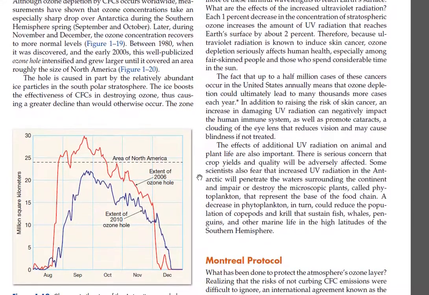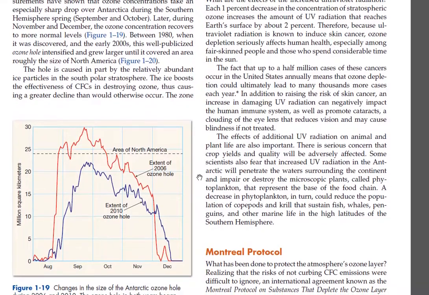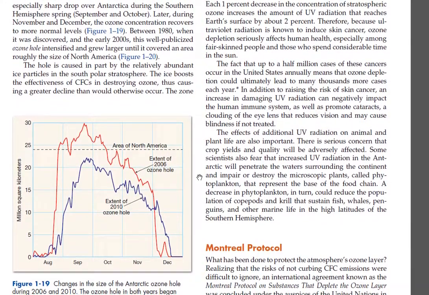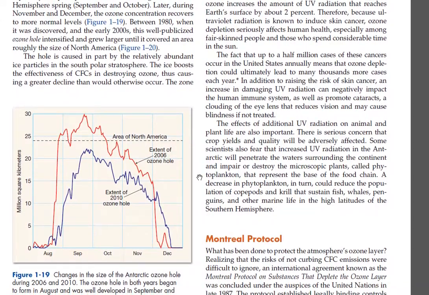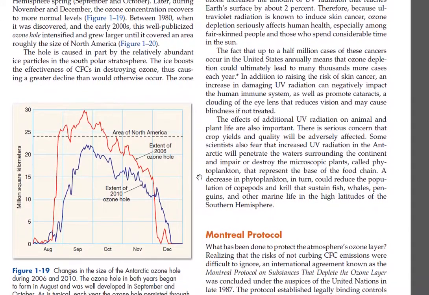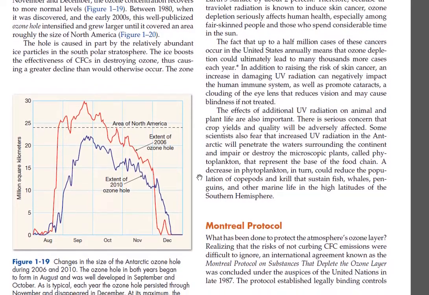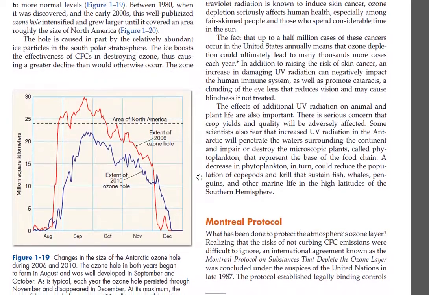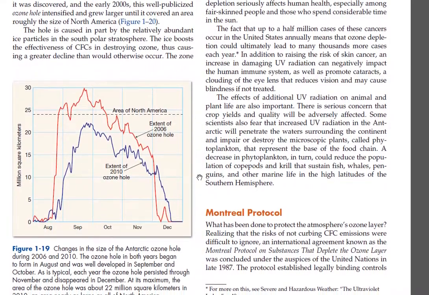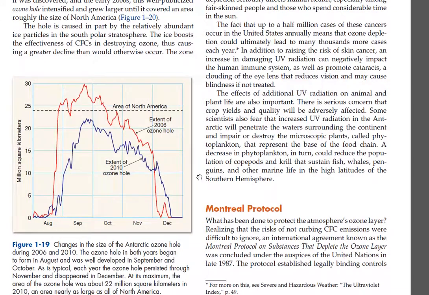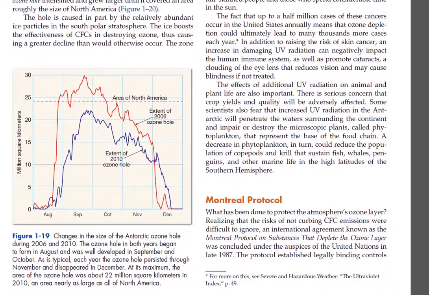Some scientists also fear that increased UV radiation in the Antarctic will penetrate the waters surrounding the continent and impair or destroy the microscopic plants, called phytoplankton, that represent the base of the food chain. A decrease in phytoplankton, in turn, could reduce the population of copepods and krill that sustain fish, whales, penguins, and other marine life in the high latitudes of the southern hemisphere.